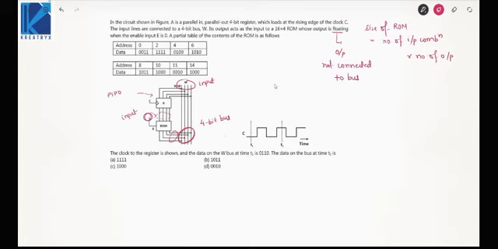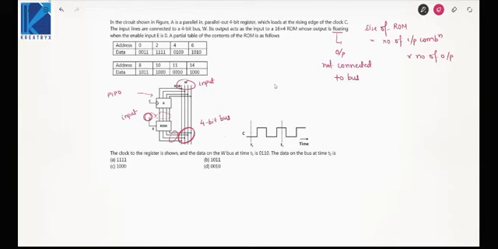A partial table of contents of the ROM is as follows. We are given the address as well as data. So ROM is used for storing data. At a certain address, it will have a certain value of data. For that, we are given a certain table.